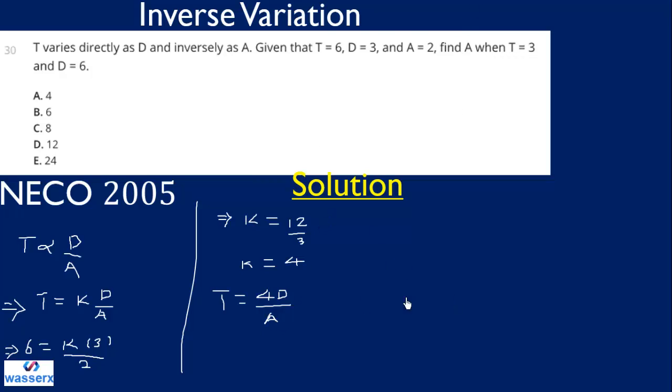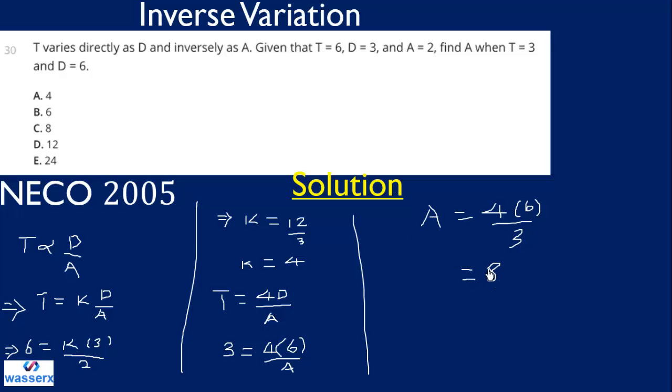So we sub in the second batch of values, which is 3 is equal to 4 times 6 over a. So we are looking for a, so we make a the subject. We just swap their position with the 3. So we get a to be equal to 4 times 6 over 3, and that will give us 8. So the correct answer is 8.